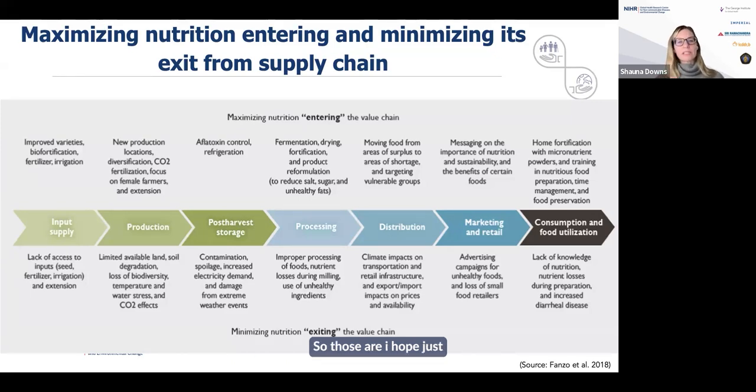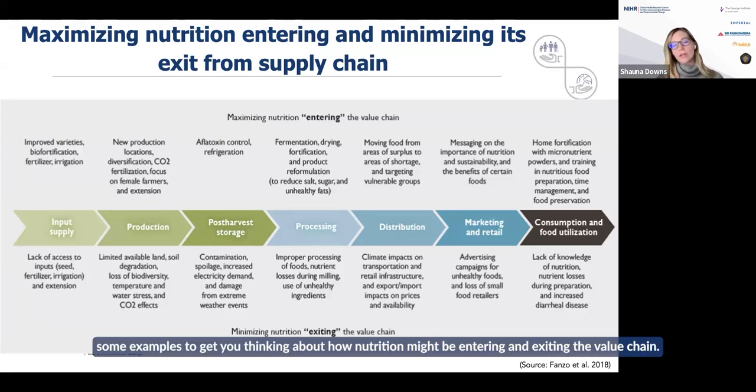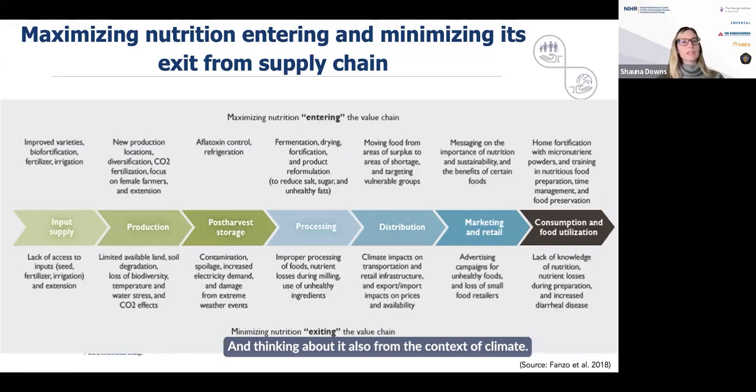So those are, I hope, just some examples to get you thinking about how nutrition might be entering and exiting the value chain, and thinking about it also from the context of climate.